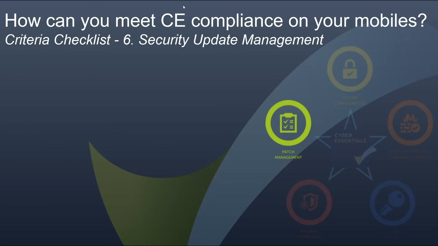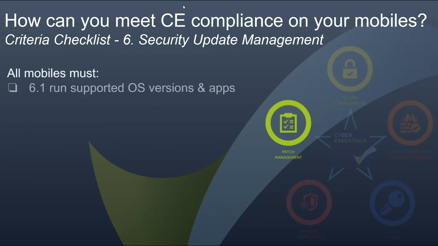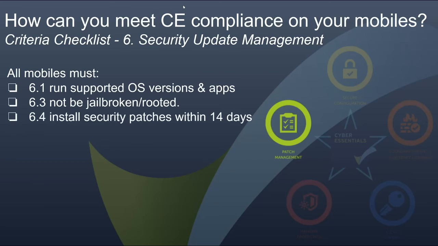The next section is security update management. It was formerly called patch management, but they renamed it as they don't really care about features. It's more about security updates, so it applies exclusively to security updates. In order to meet this section, you must ensure that all running OS versions and apps are running supported versions. Devices must not be jailbroken or rooted. And security patches must be installed onto mobile devices within 14 days.